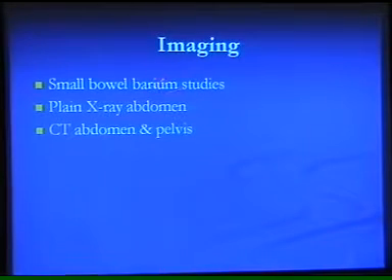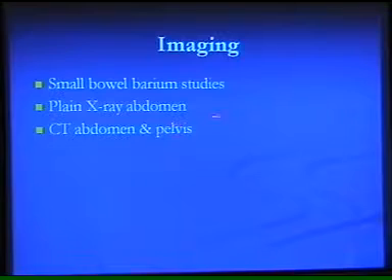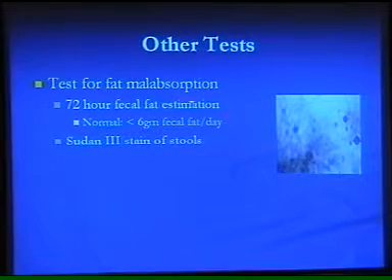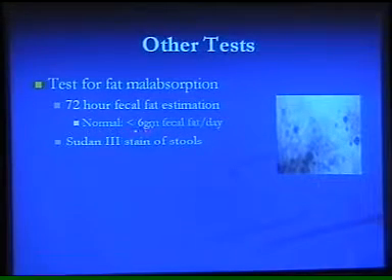Imaging studies, small bowel series, are done. These are usually done if you refer the patients to a gastroenterologist. What you can do is a plain X-ray abdomen. Sometimes chronic pancreatitis presents with calcifications, which you can detect on the plain X-ray abdomen. Test for fat malabsorption: the ideal test is 72-hour fecal fat estimation, and the normal range is less than 6 grams fecal fat per day.